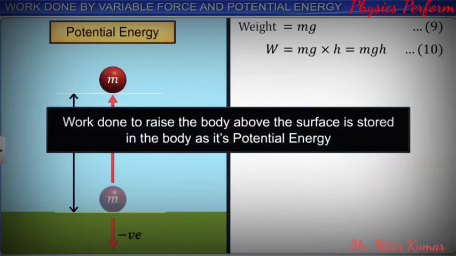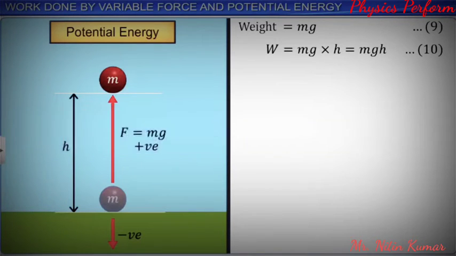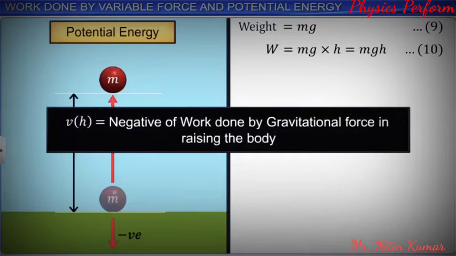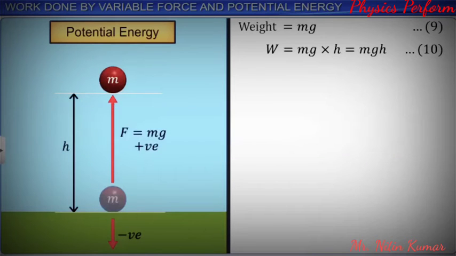This work is stored in the body as its potential energy. The gravitational potential energy of the body as a function of height h is denoted by V(h), and it is the negative of work done by the gravitational force while raising the body through the height. Thus, we have V(h) = mgh. If h is the variable, it can be easily shown that the gravitational force F is equal to the negative of the derivative of V(h) with respect to h.